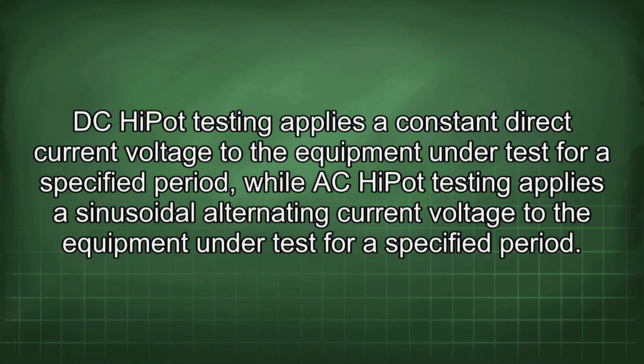DC HiPot testing applies a constant direct current voltage to the equipment under test for a specified period, while AC HiPot testing applies a sinusoidal alternating current voltage to the equipment under test for a specified period.